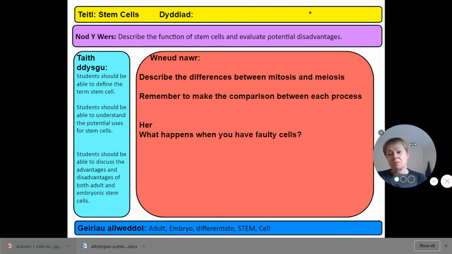You might also have said that in mitosis, the cells just divide once, whereas in meiosis, there are 2 stages of cell division. So one cell divides into 2, and then those 2 cells divide again to give us a total of 4 for meiosis. What happens when you have faulty cells? Well, if faulty cells are dividing, then that can cause uncontrolled cell division, and that leads to cancerous tumours. Okay, let's move on to stem cells then.